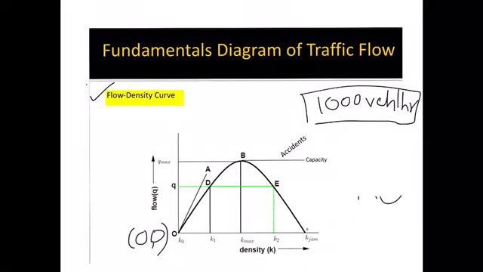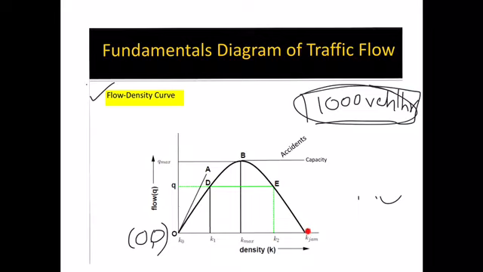If and when the number of vehicles increases beyond this value of 1000 vehicles per hour, your flow will start reducing, because the delay increases. That is what is shown here in the graph. Your flow will increase up to a maximum value, and that is nothing but the capacity of your road. Beyond the capacity of the road, when the number of vehicles is further increased, the flow value will start reducing.